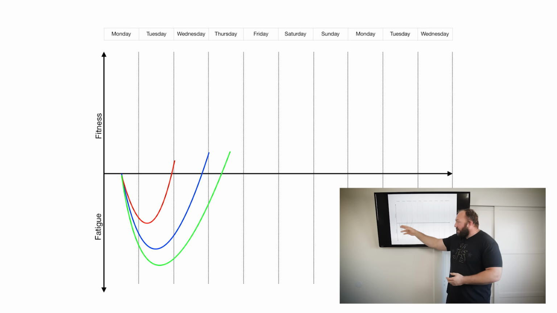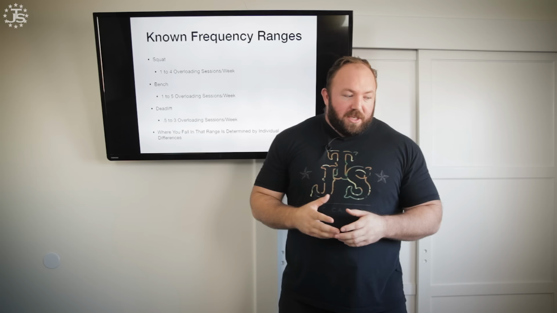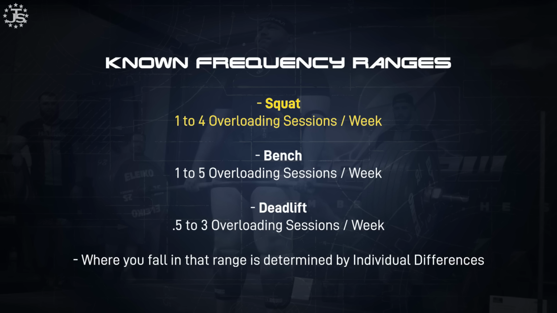All right, so we have some known frequency ranges, and these are pretty big ranges. For the squat, I'm normally writing programs where people train an overloading session between 1 and 4 times per week. For the bench, 1 to 5 times per week. For the deadlift, half a time to maybe 3 overloading sessions. And where you fall in that range is going to be determined by your individual differences.